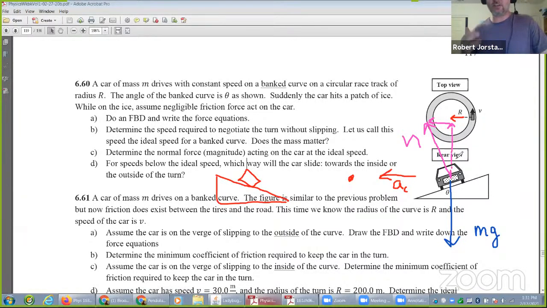Now, centripetal force is a name for a real force that points towards the center. This component of the normal force is the centripetal force. So if you just say centripetal force, it's too vague to be useful, even though that is a true statement. So watch out for that.